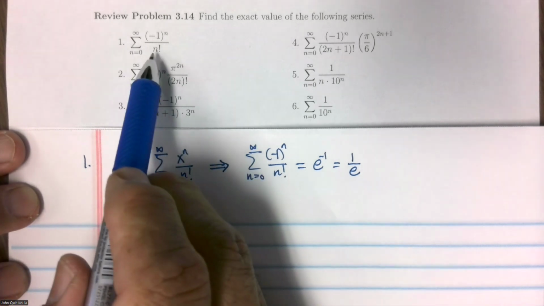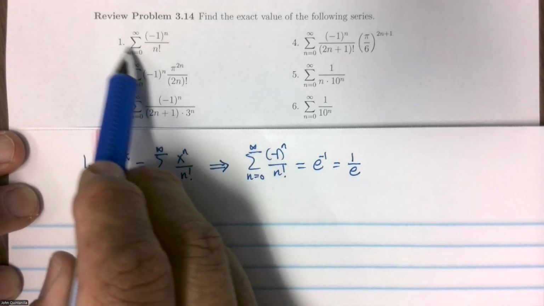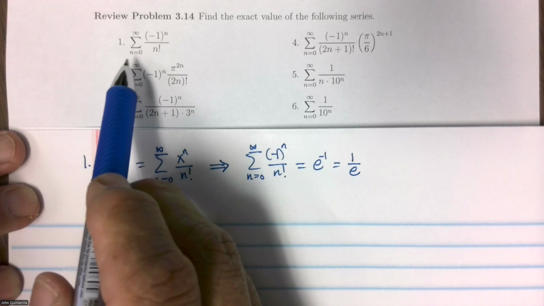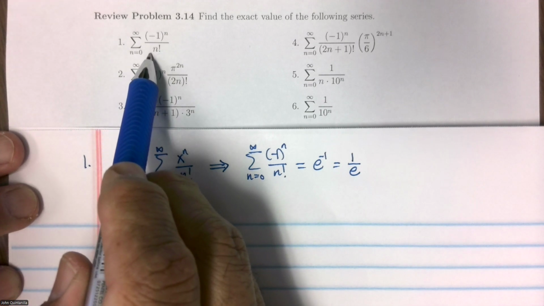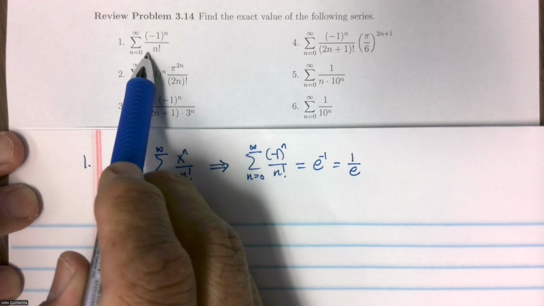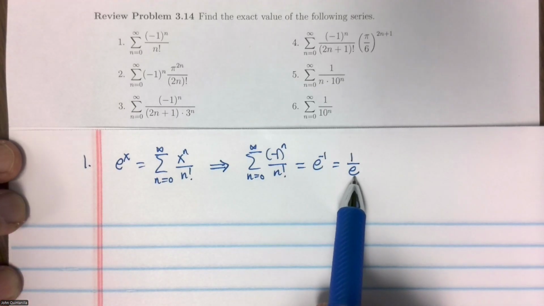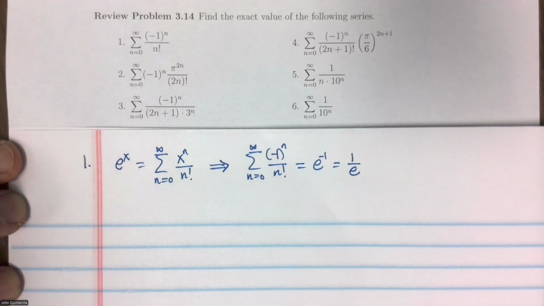And this can be checked on a calculator. If you use your calculator to compute this, 1 minus 1 plus 1 over 2 factorial minus 1 over 3 factorial plus 1 over 4 factorial minus 1 over 5 factorial, and so on, that should converge to 1 over e if you take enough terms.